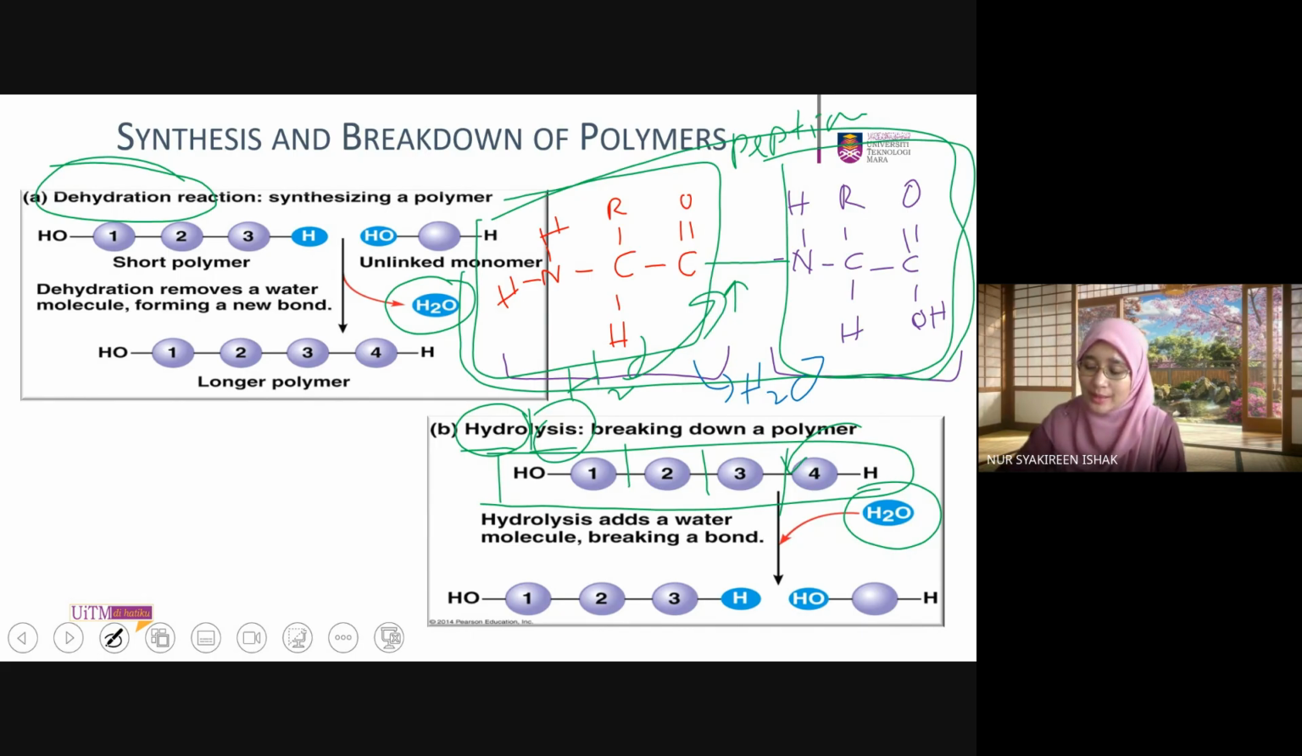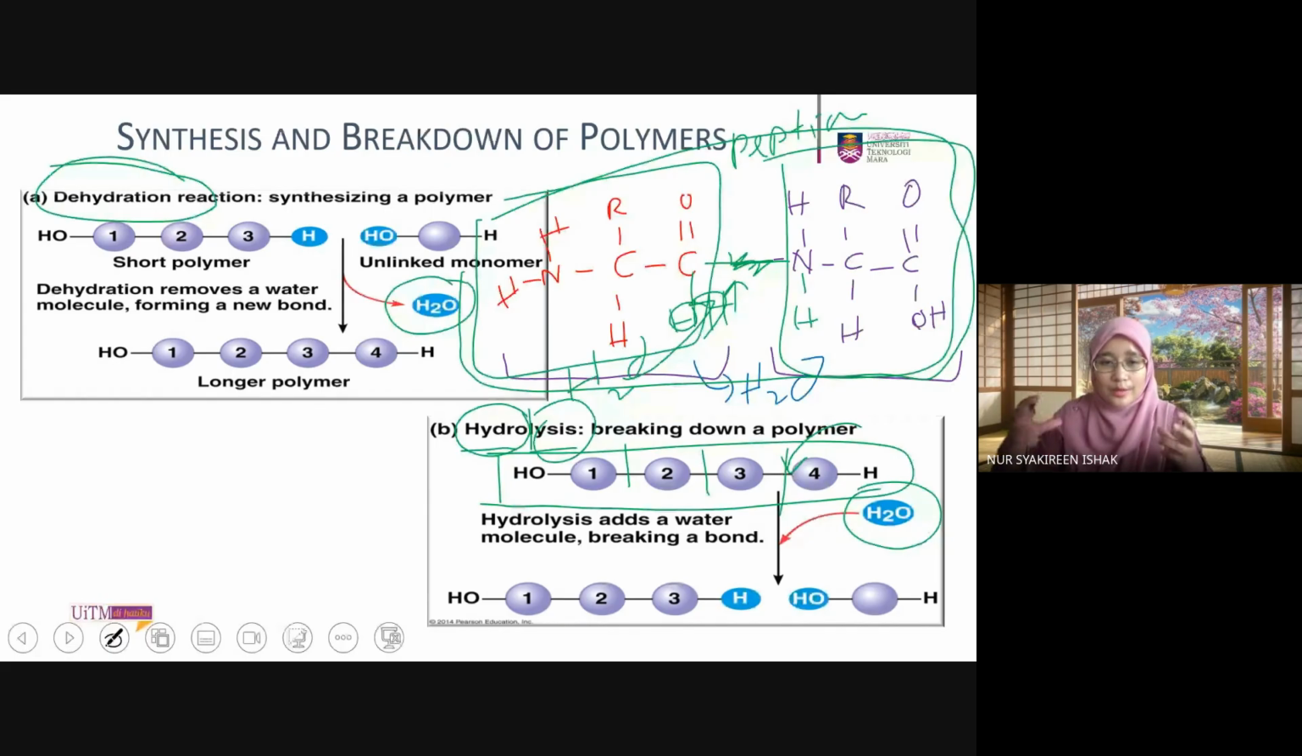Okay, samalah kan. So because it is hydrolysis, a water molecule will be needed to add again the OH to be attached to this carbon, and then the hydrogen is attached to the amino group. So you break this bond and dapat balik lah amino acid, the two amino acids will be separated.